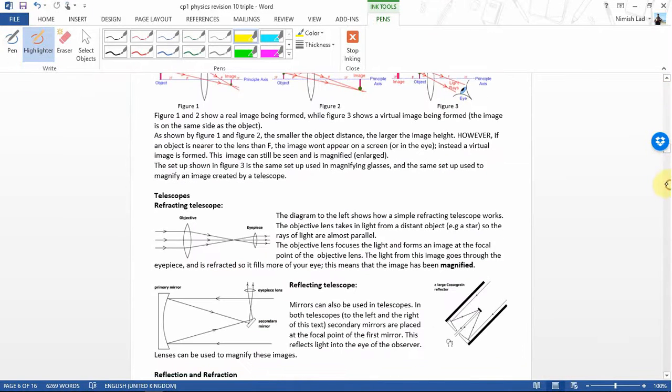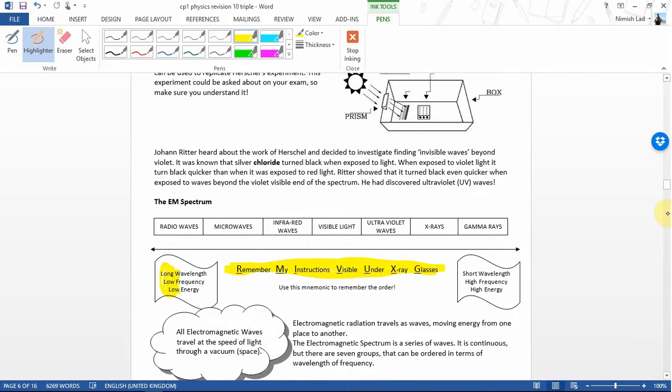So if I scroll down slightly more, we've got the electromagnetic spectrum. Remember, they all travel at the same speed, the speed of light. That's 3 times 10 to the 8. And they travel moving energy from one place to another, so it's continuous, remember, as well, before I move on.